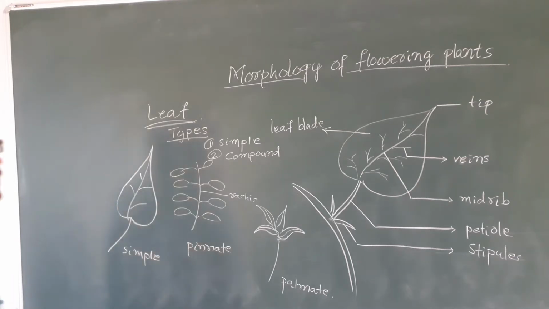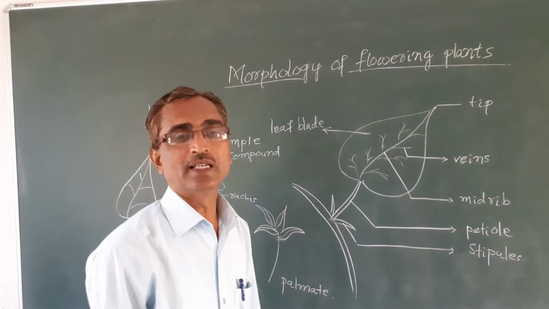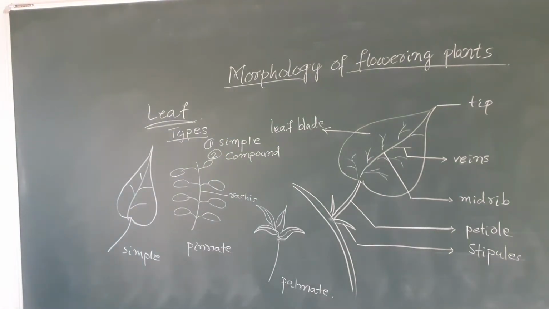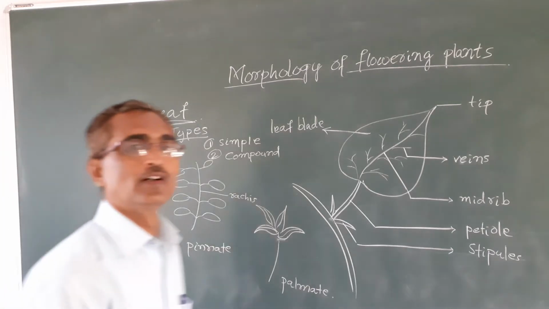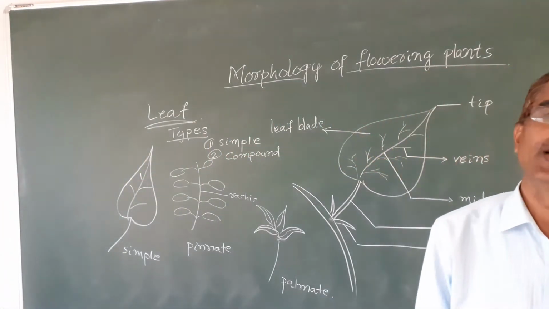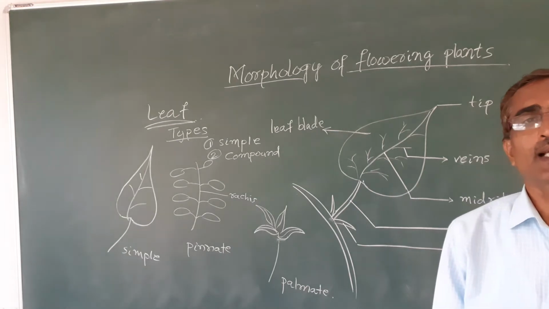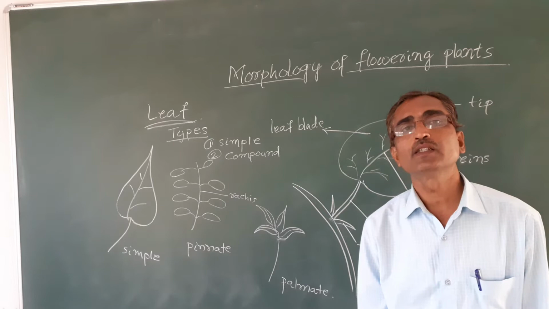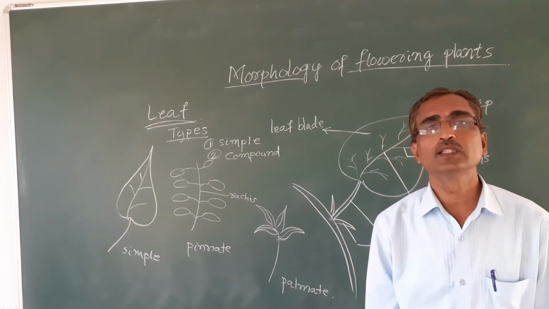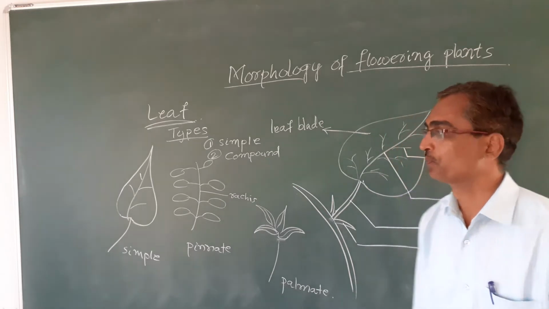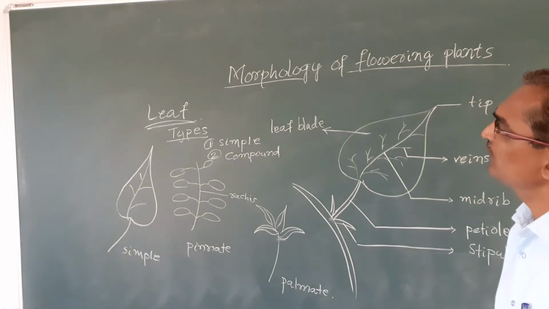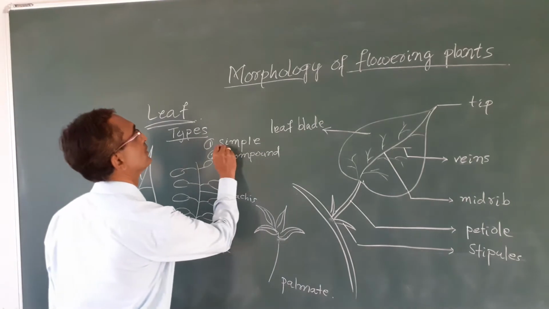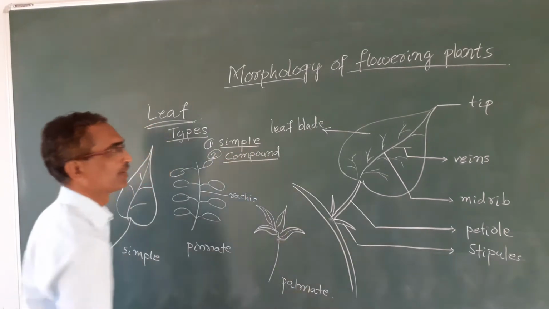These leaves are lateral appendages and flattened structures which are born or arise on the branches or stem. And in the leaf we have two types: simple leaf and compound leaf.